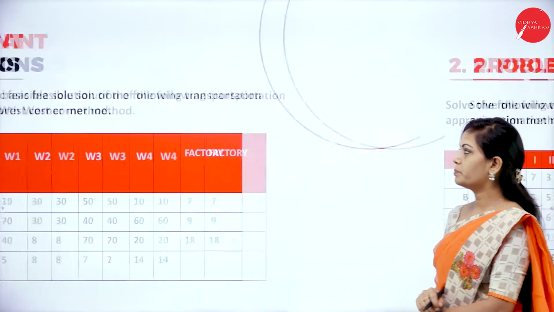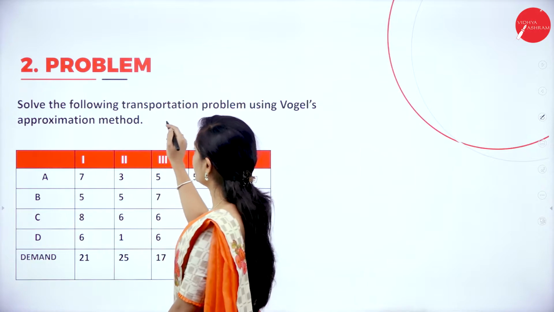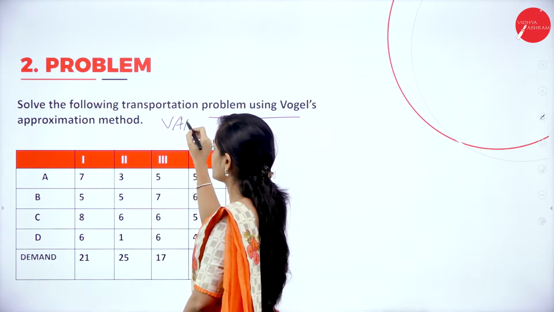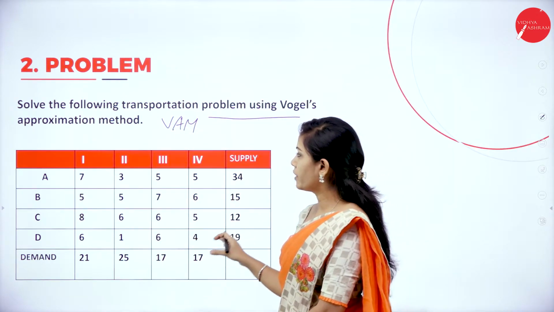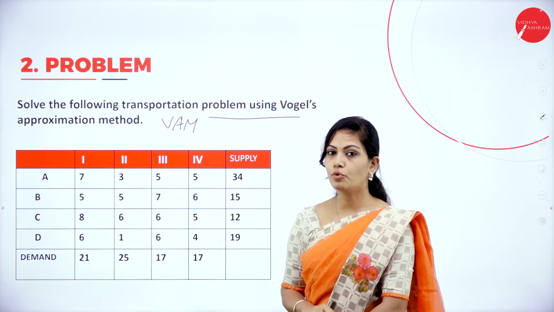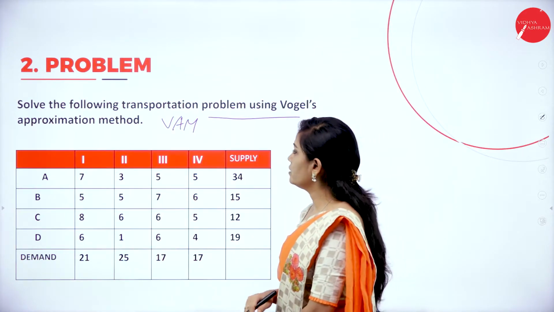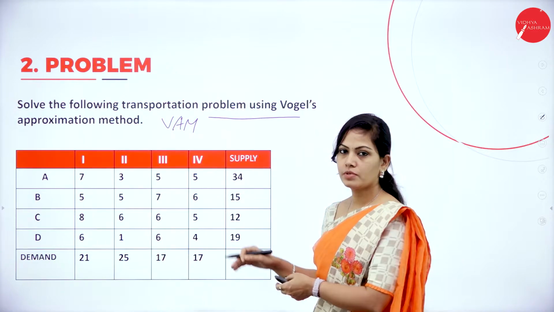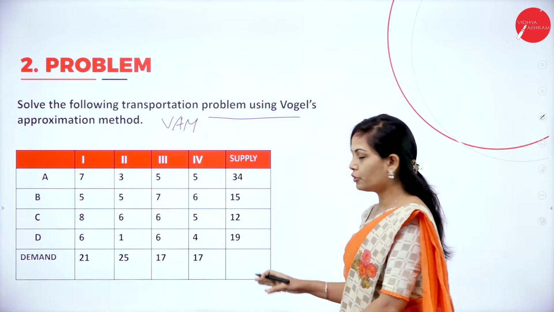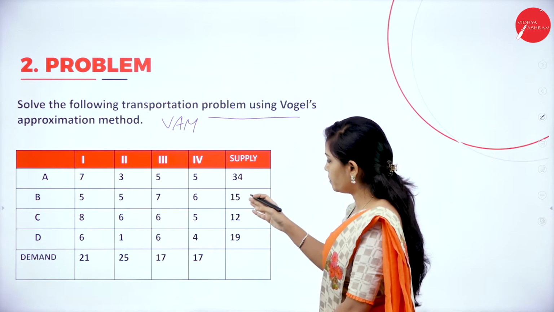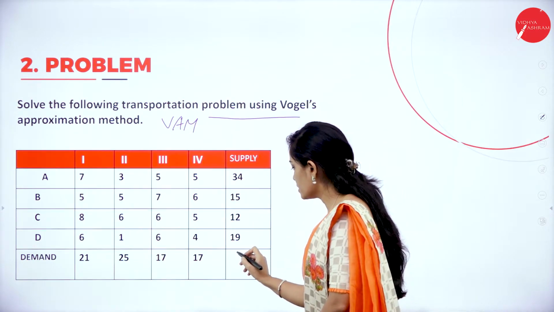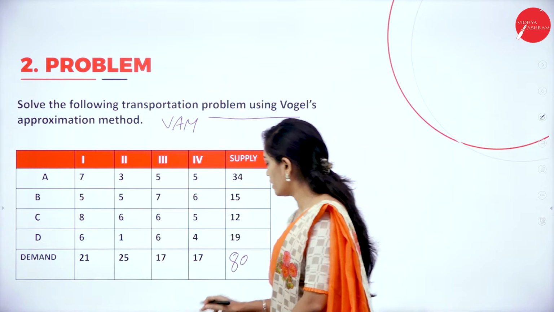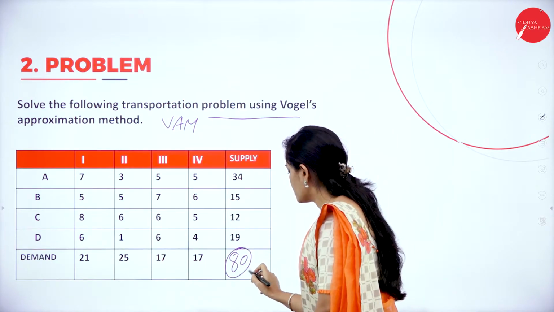And next question paper problem is, solve the following transportation problem using Vogel's approximation method. So here you have to find the transportation cost with the help of Vogel's approximation method. So how to find it? What is the first step? We have to check whether it is balanced or unbalanced. The first method is to add all the supply values and demand values. Add this value 34 plus 15 plus 12 plus 19, it is 80, and 17 plus 17 plus 25 plus 21 is 80. So it is a balanced problem.